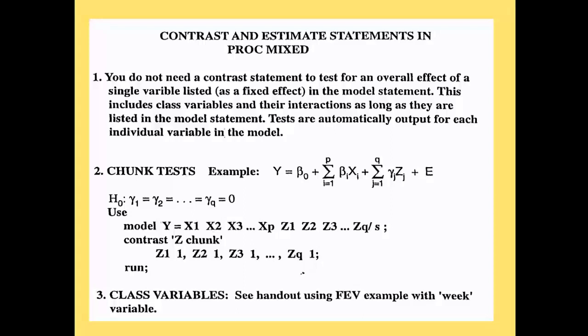this includes class variables and their interactions as long as they are listed in the model. In this case, there weren't any interactions. Tests are automatically output for each individual variable in the model. So the answer for the test for week was 24.50. That was the chunk test. Now, however, if you have a more complicated situation, then it's a little more complicated. That's when you have to use a contrast statement.